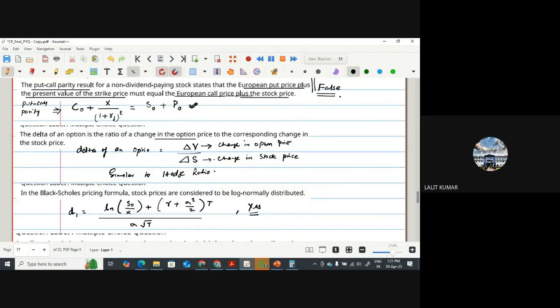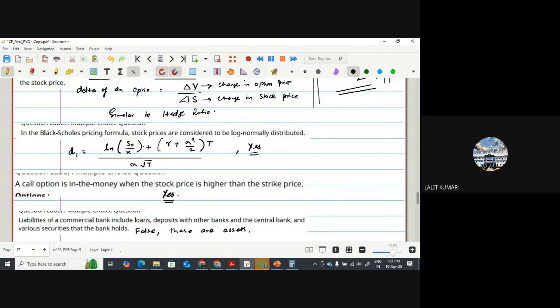Then, what is the delta of an option? The delta of an option has not been covered in the lectures, but the delta of an option is equal to delta of V, which is the change in the option price, divided by delta S. So this is known as delta. In the Black-Scholes pricing formula, stock prices are considered to be log normally distributed. If we see the formula for D1, they have used ln S0 by X, which is true. It is considered as log normally distributed.